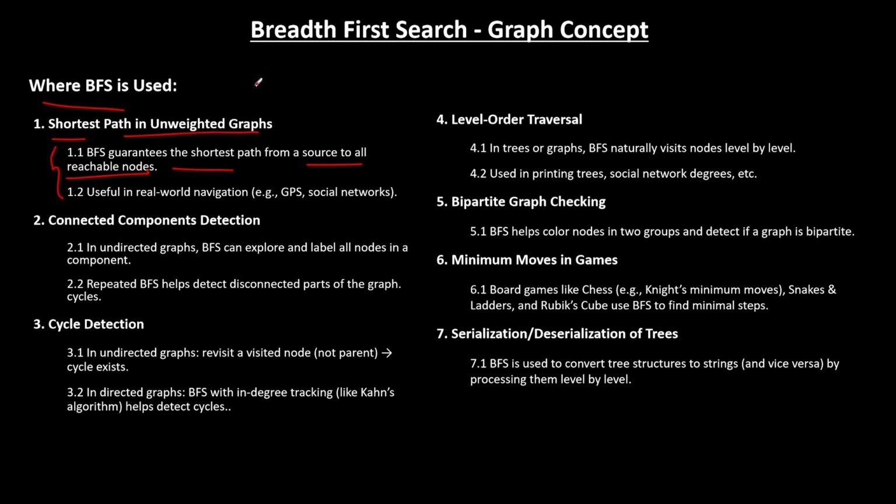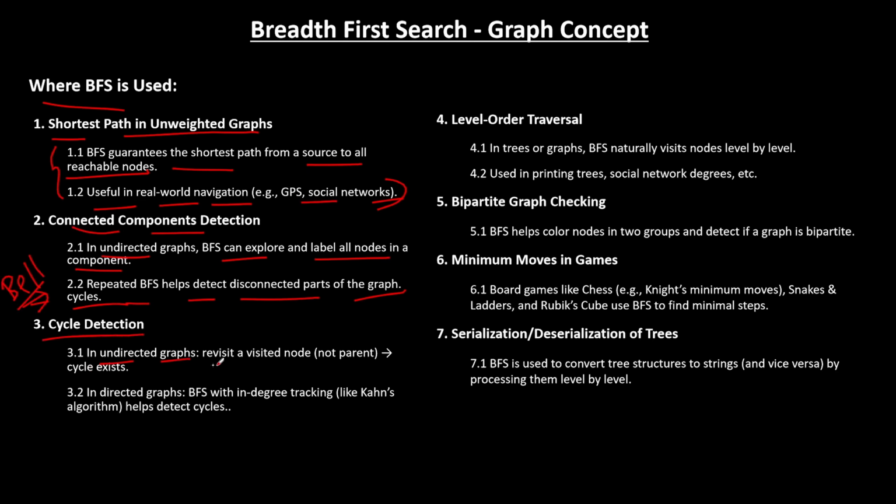Dijkstra's algorithm could be one example. It is useful in real world navigation, GPS, and social networks, if someone asks you. Connected component detection: in an undirected graph, BFS can explore and label all nodes in a component. Repeated BFS helps detect disconnected parts of the graph. In the Bellman-Ford algorithm, you could use this concept. Cycle detection.